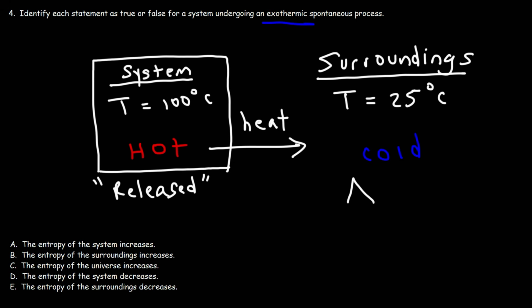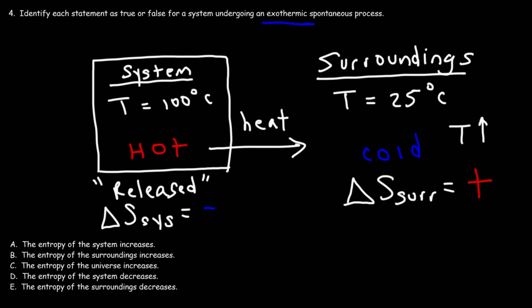Now, since heat is flowing to the surroundings, we know that the entropy of the surroundings will increase. Therefore, the change in the entropy of the surroundings will be positive. Heat is being removed from the system. So because the system is losing thermal energy, the change in the entropy of the system will be negative. So that means the entropy of the system is decreasing. As heat flows to the surroundings, the temperature of the surroundings is going to go up. As the system loses thermal energy, the temperature of the system is going to go down.